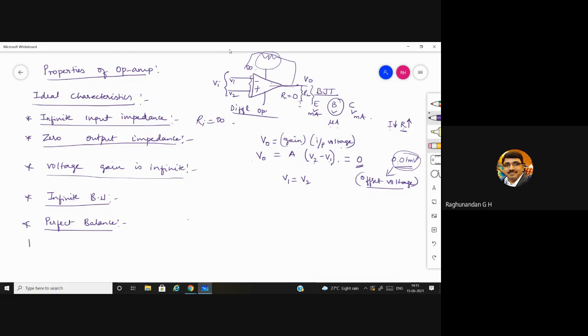Then after this, the next parameter is CMRR. So CMRR means common mode rejection ratio. Even this is told to be infinite. See, in common mode rejection ratio, first of all, let us understand what is common mode rejection, common mode signal. Then we'll go for common mode rejection ratio.